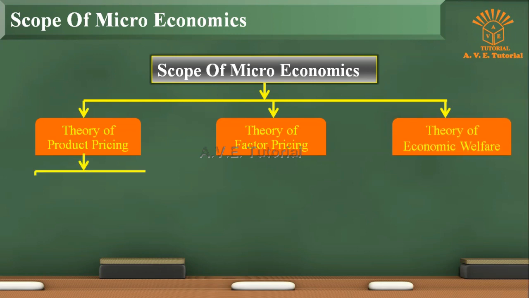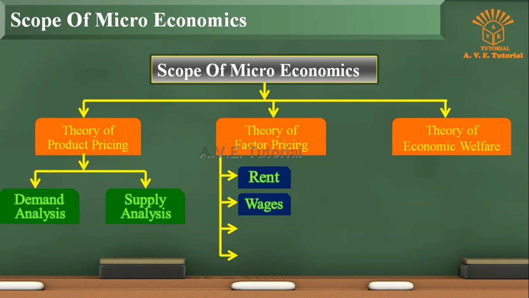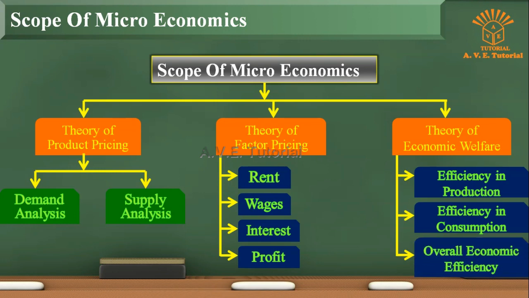The theory of product pricing is further classified into first, demand analysis, and second, supply analysis. The theory of factor pricing is further classified into first, rent; second, wages; third, interest; fourth, profit. The theory of economic welfare is further classified into first, efficiency in production; second, efficiency in consumption; third, overall economic efficiency.